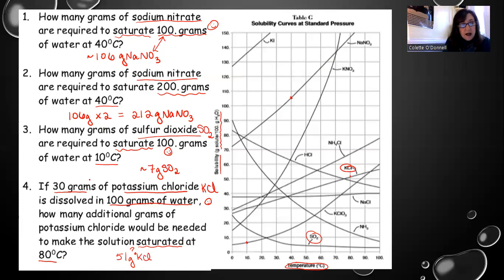80 degrees Celsius. But remember, up here it says we already have 30 grams dissolved in there. So we can subtract the 30 grams that they already have dissolved in there to figure out how many more grams I would have to add. All right, so to me, it looks like here we've got 21 grams of additional KCl that would be needed to saturate that solution. So those are just some examples of the types of questions you might be asked about this graph, and you just have to practice and be able to use it.